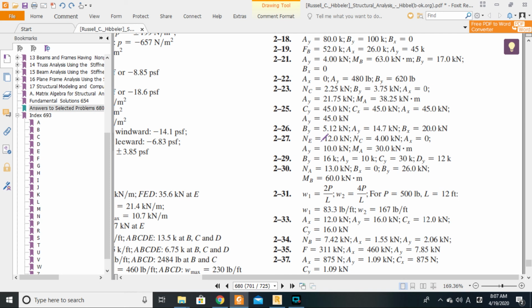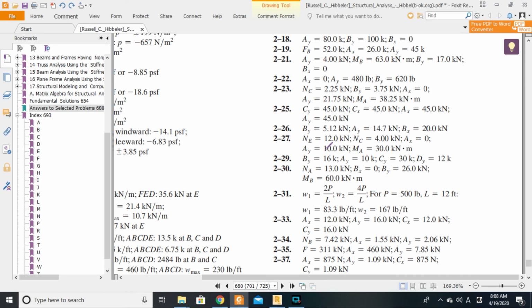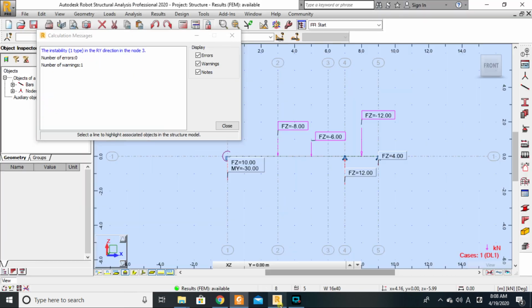So we have NE to be 12 kilonewton, NC to be 4 kilonewton. Let's check that. This is our NE here, normally 12 kilonewton. This is our NC, which is 4 kilonewton. And then what is left? We have AY to be 10 kilonewton and MA to be 30 kilonewton. So that's what we have here. AY 10 kilonewton and this negative 10 means their moment was measured clockwise. That's why it's positive, right? Their moment was measured clockwise.